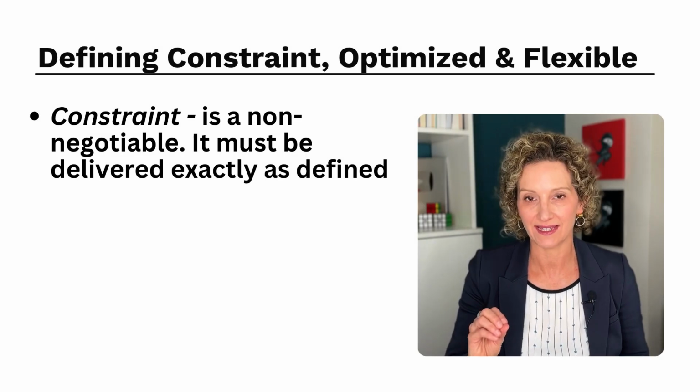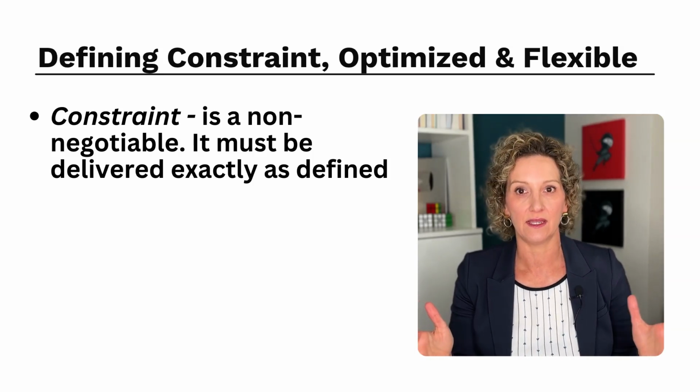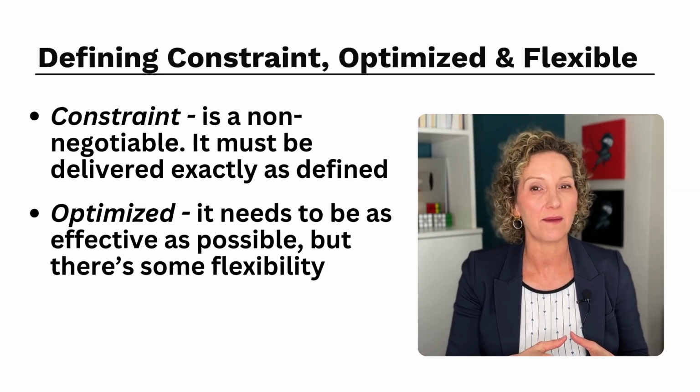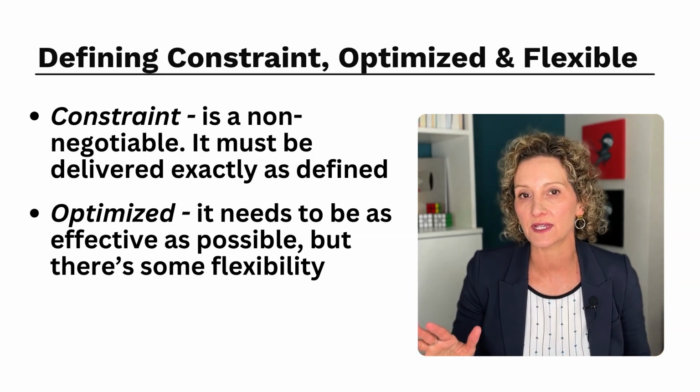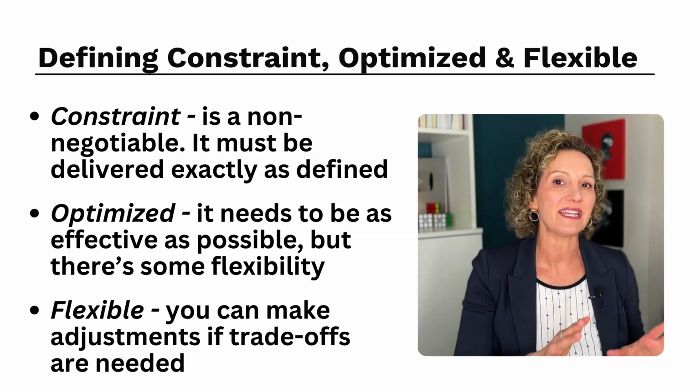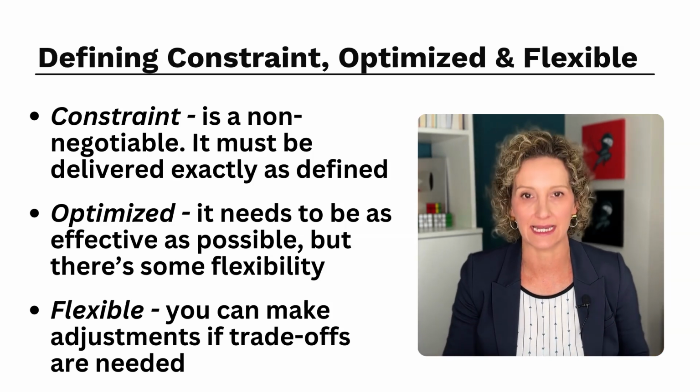A constraint is a non-negotiable. It must be delivered exactly as defined. If something is to be optimized, that means it needs to be as effective as possible, but there is room for flexibility. And when something is flexible, that is where you can make adjustments when trade-offs are needed.